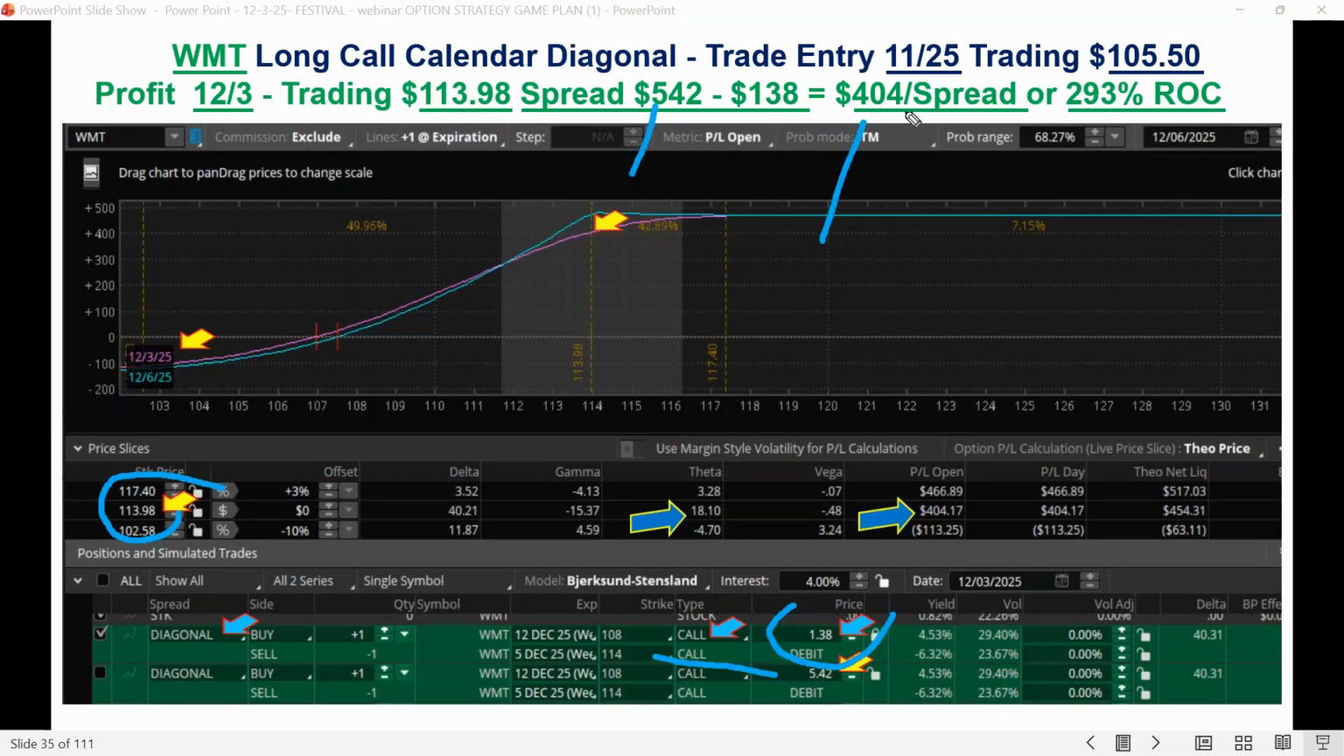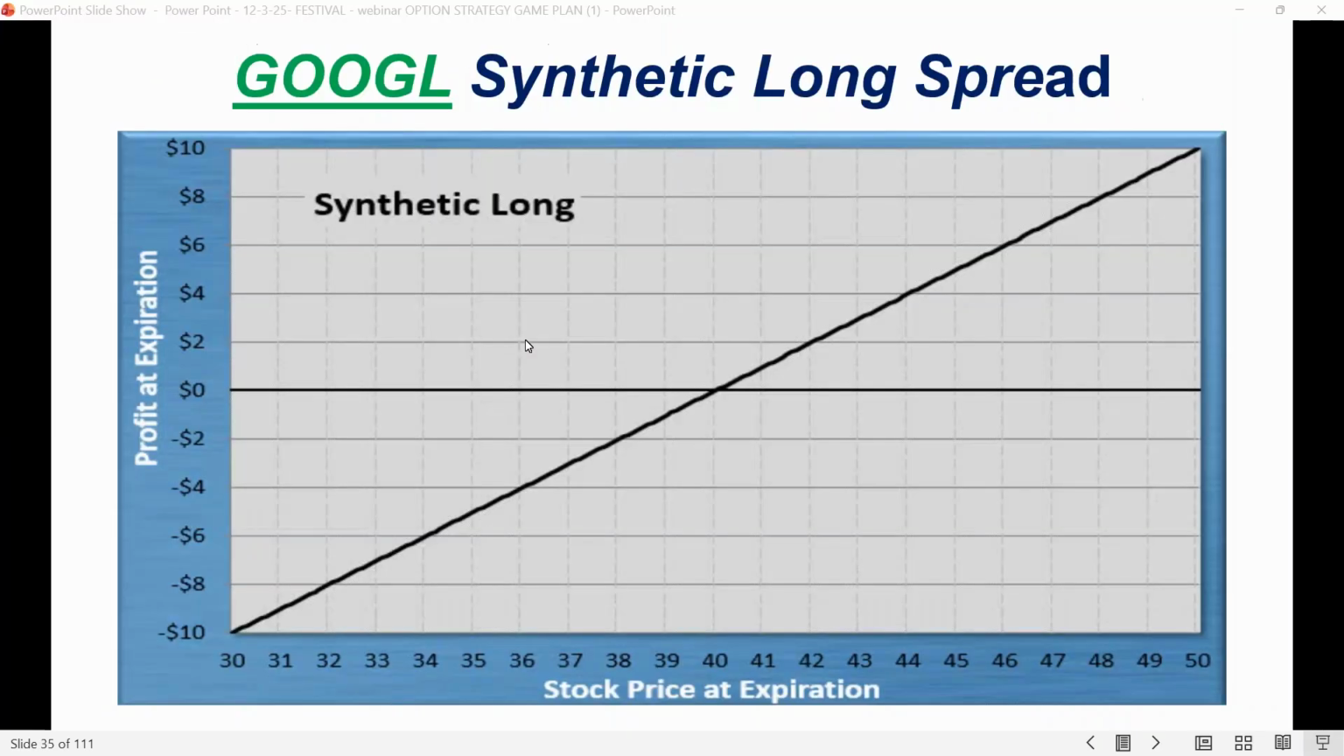So we were up $404 per spread, or 293% return. And that would be if you're long one contract. So you can just do the math. If you're long 5 or 10 or 15 or whatever, you can see what it is. Now this has a big, huge fat positive theta. You can see $18 a day. So really, really nice there. All right, so that's what that looks like.